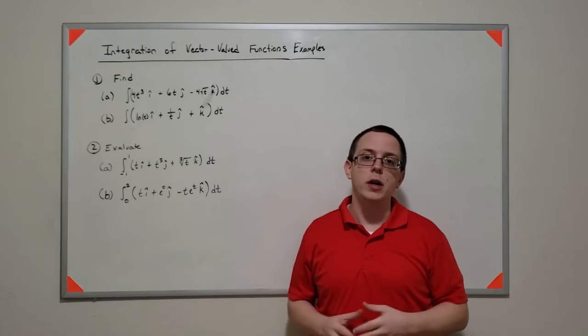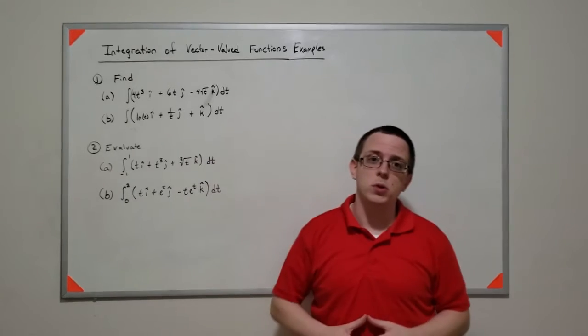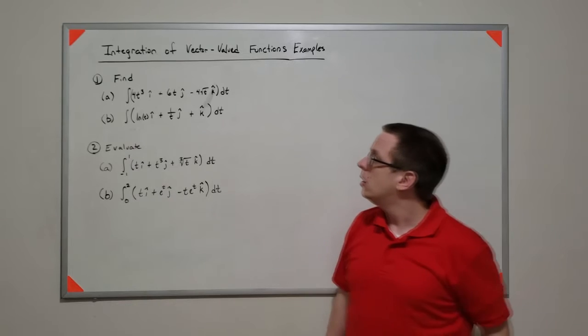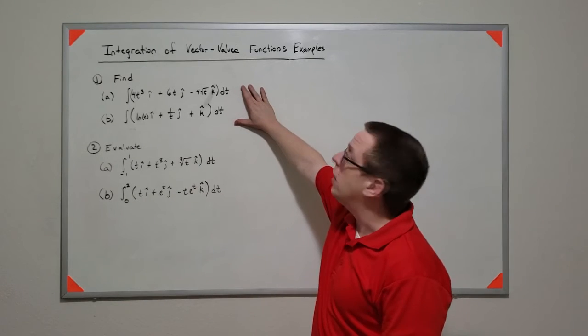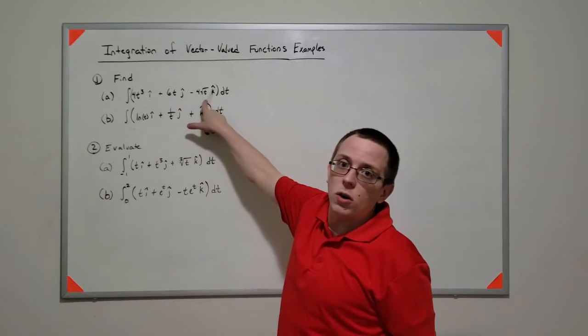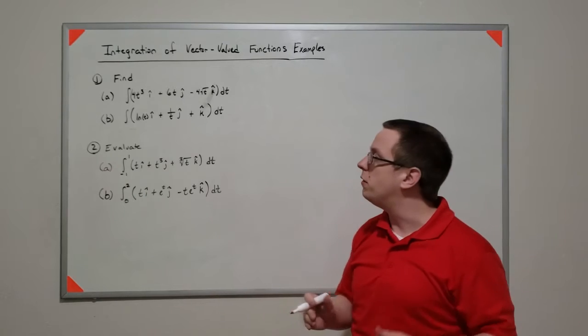Now that we've covered the basics of indefinite integration, let's do some examples of indefinite and definite integration for vector valued functions. The first is we want to find some indefinite integrals here. So remember that since these are individual component functions, we simply need to find the antiderivatives of each one.